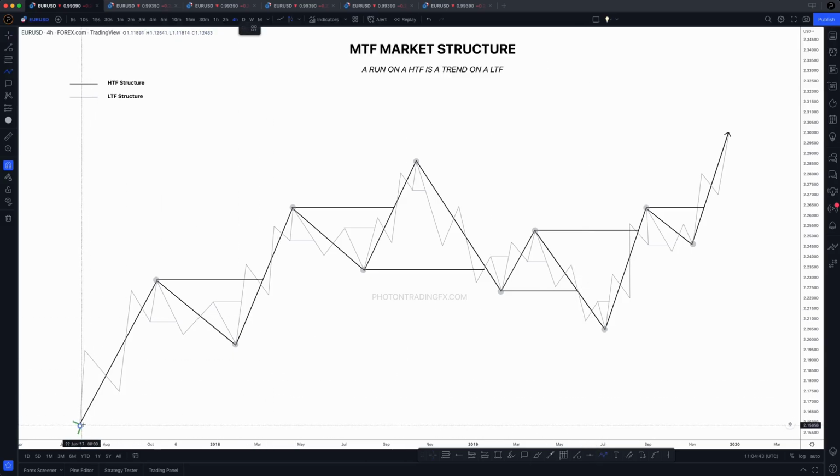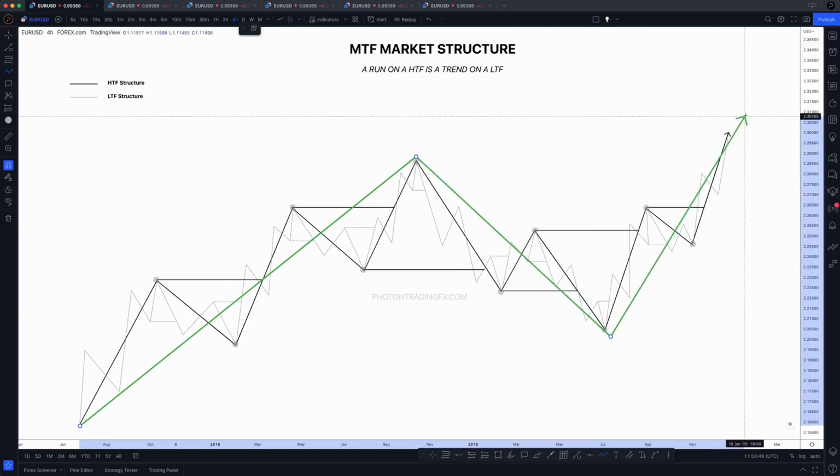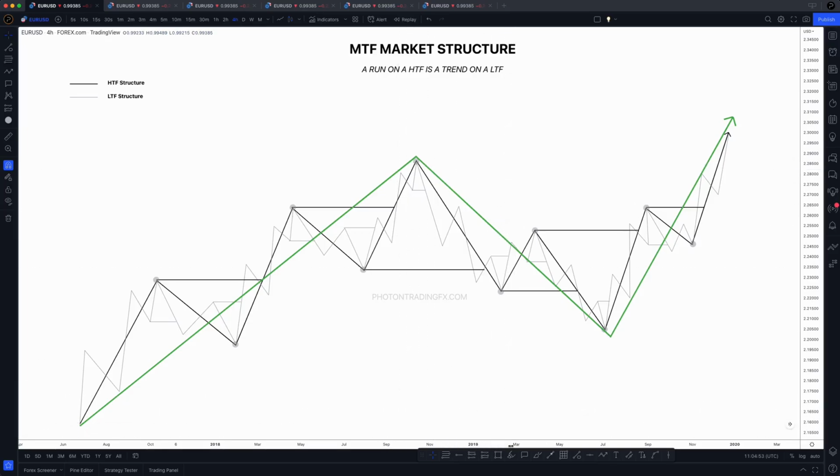So imagine we have a daily move to the upside, then we have a daily swing pullback, and then we have another daily move to the upside there. Okay, so that would be the daily chart. So this is the daily run, right? This is the daily impulsive move to the upside. A run on a higher time frame is a trend on a lower time frame. Okay, so that daily green run here to the upside, what is that made up of? It's made up of a 4-hour trend, higher highs and higher lows on the 4-hour chart, right?